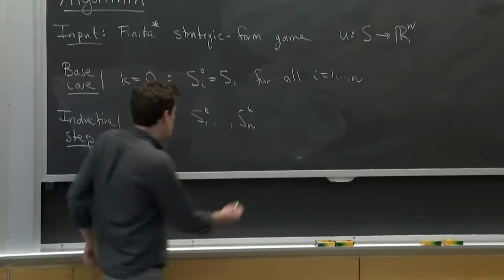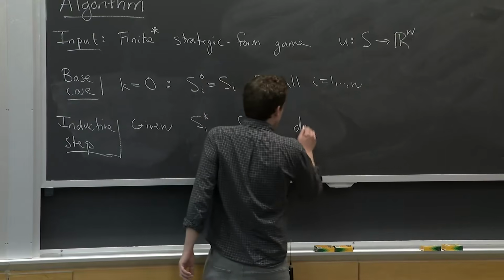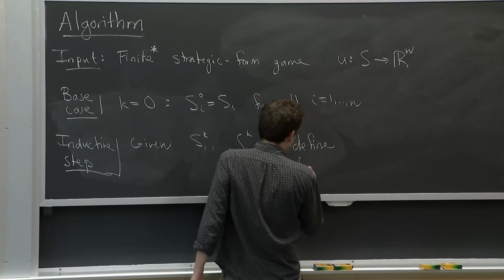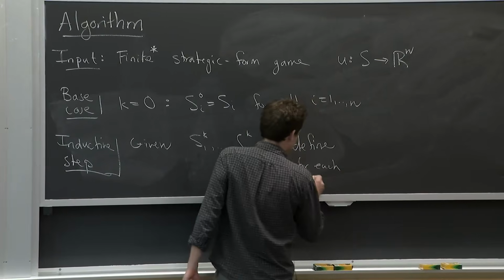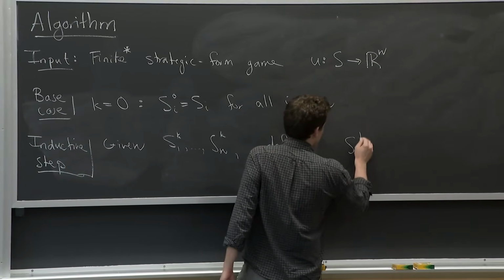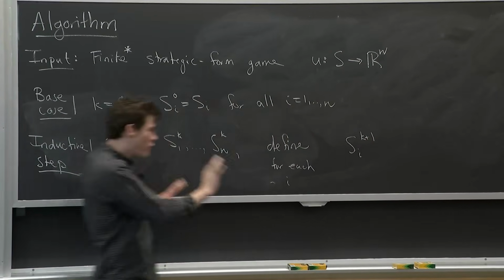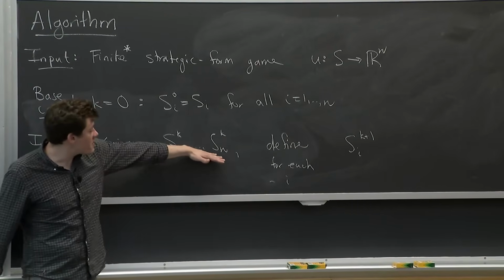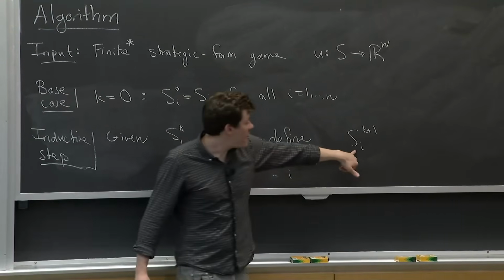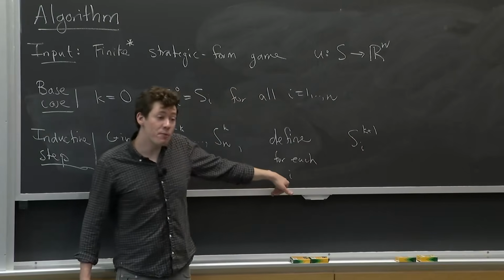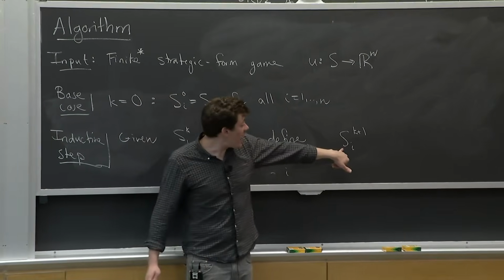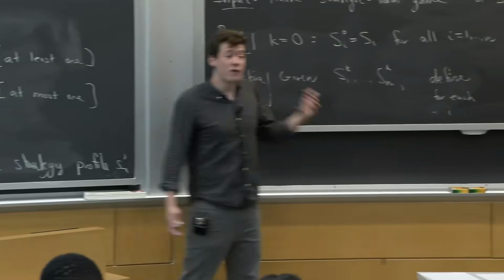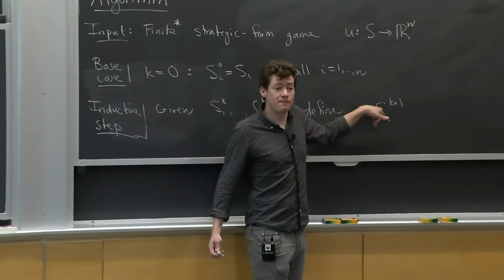So what do we need to do? We're going to define, maybe here, say for each i, S_i^(k+1). So before I write down the formula, let's just understand what we have. We have S_1^k through S_n^k. We want to define S_i^(k+1) for every player i. So S_i^(k+1) is the set of strategies for player i that survive up to round k plus 1.